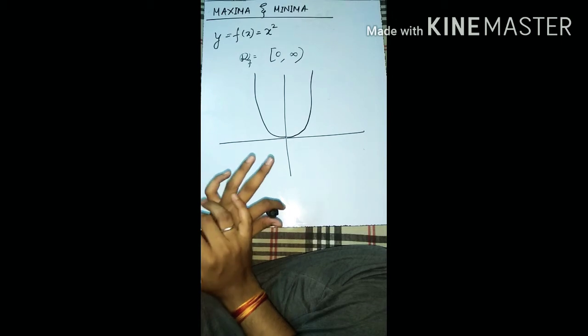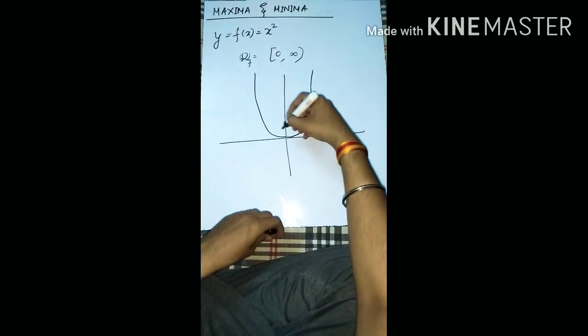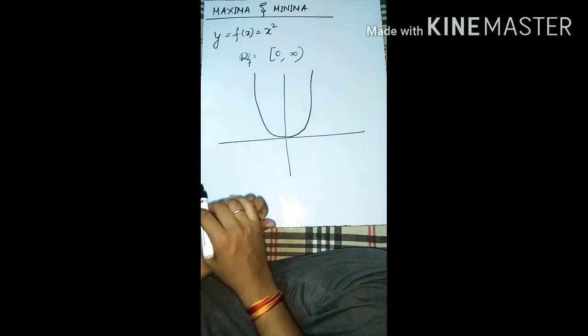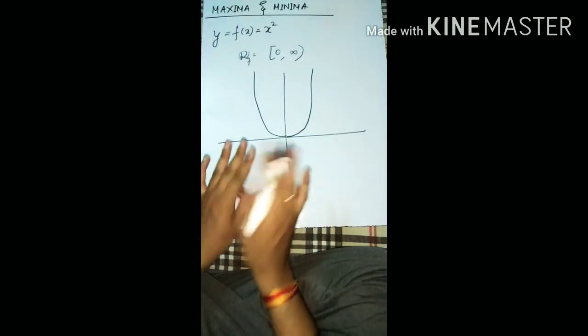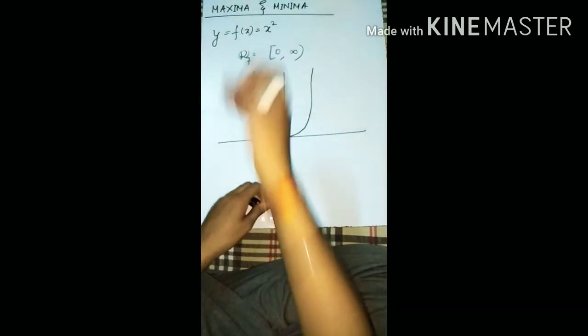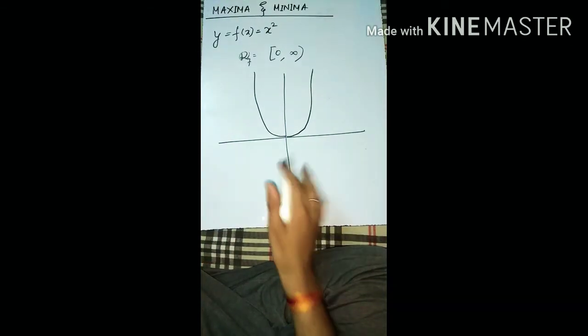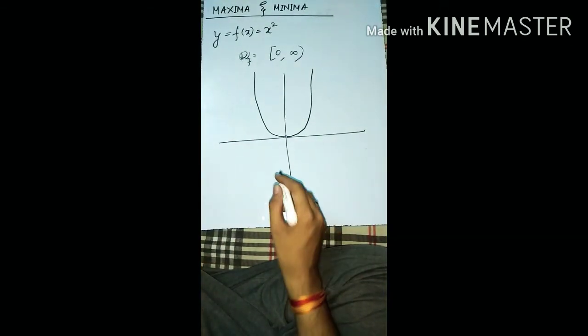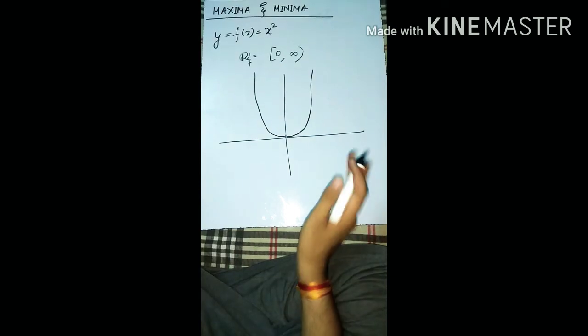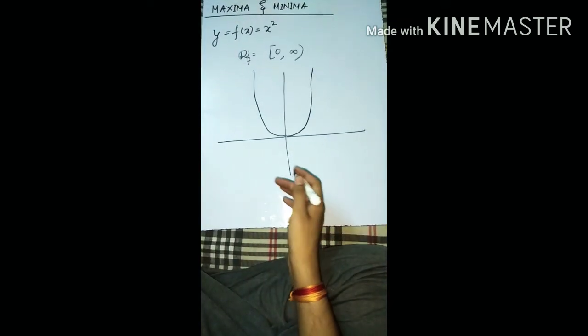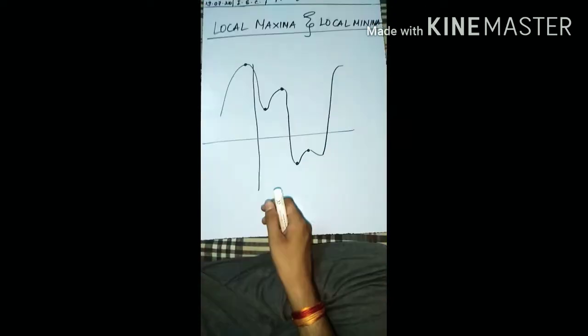No. Why? Because it is going up to infinity on this side and it is also going up to infinity on the other side, and we don't have any absolute maximum value for this function. So hence we say that it has the minimum value at x equal to 0, but it has no maximum value or no maxima. Okay, all right.